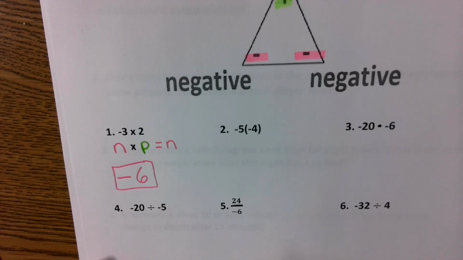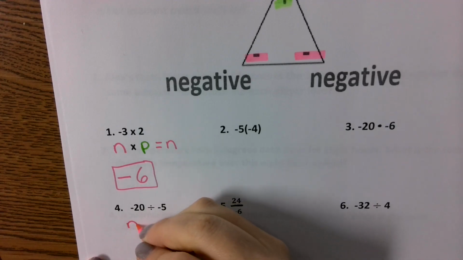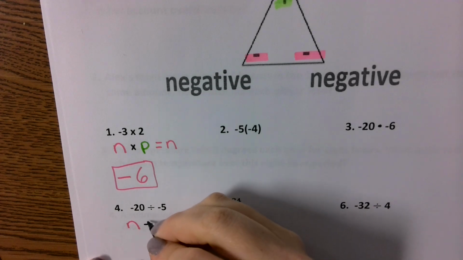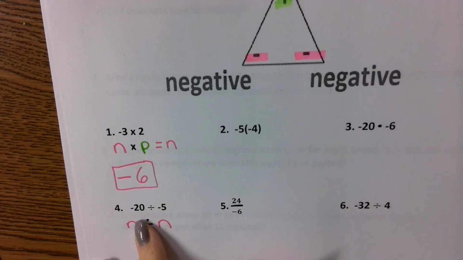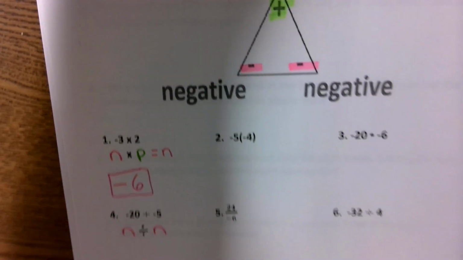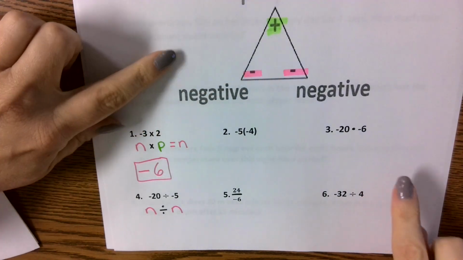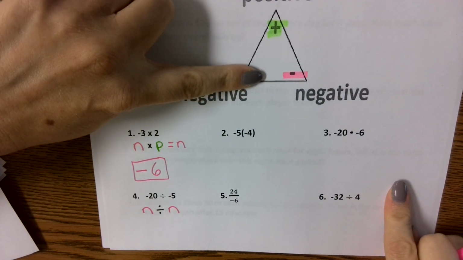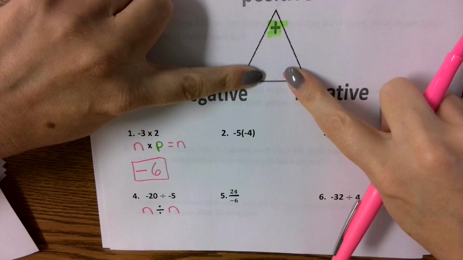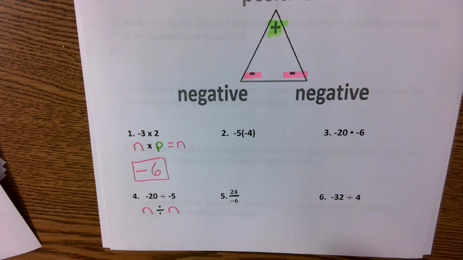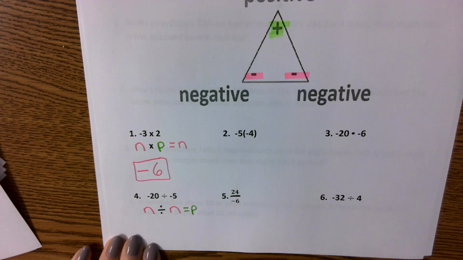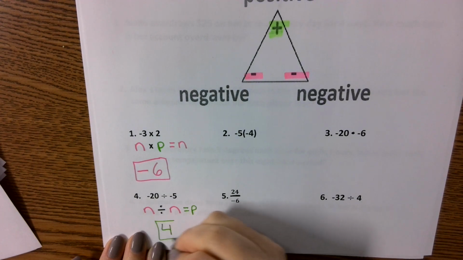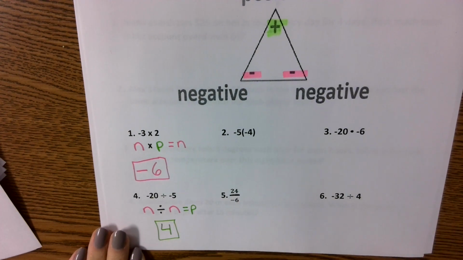For problem number 4, we have negative 20, so that's a negative. And we're going to divide it by negative 5, so that's another negative. So if we do a negative divided by a negative, if I look at my triangle, I'm going to cover the negative and the other negative. So what does that mean is left, Jordan? Positive, right? Positive 4. Okay, we know that this is going to come out to a positive, and when we do 20 divided by the 5, that gives us a 4, so positive 4. Go ahead and do 2, 3, 5, and 6 on your own.